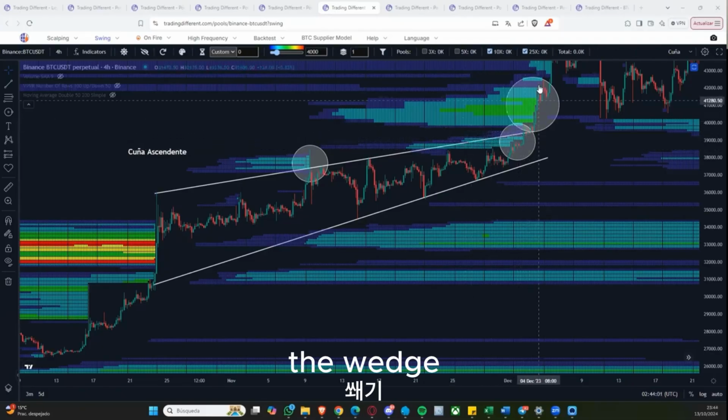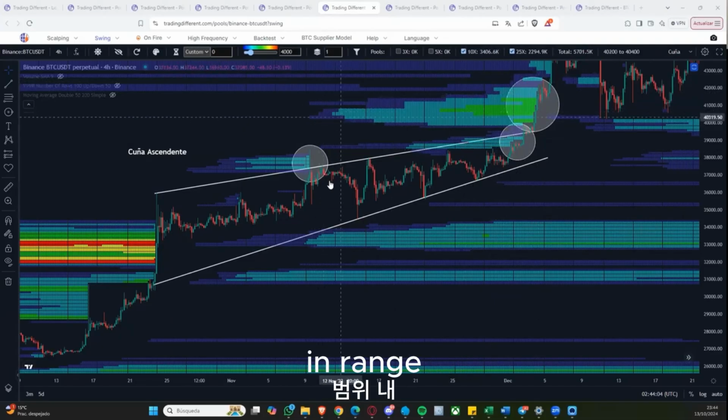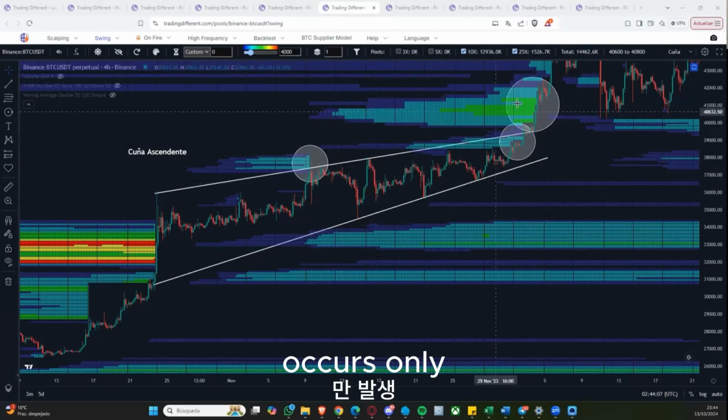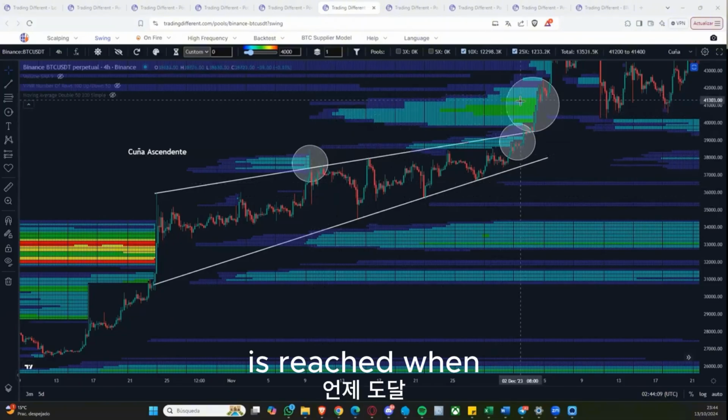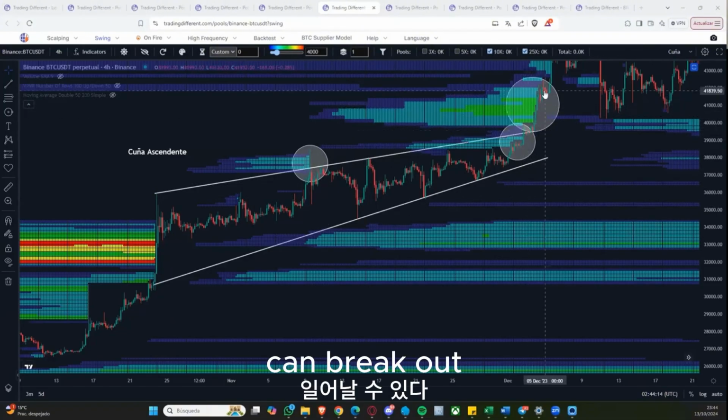To break the wedge, the price needs new liquidity, which is accumulated while remaining in range. The breakout occurs only when a sufficient amount of liquidity is reached. When the necessary liquidity is reached, the price can break out.